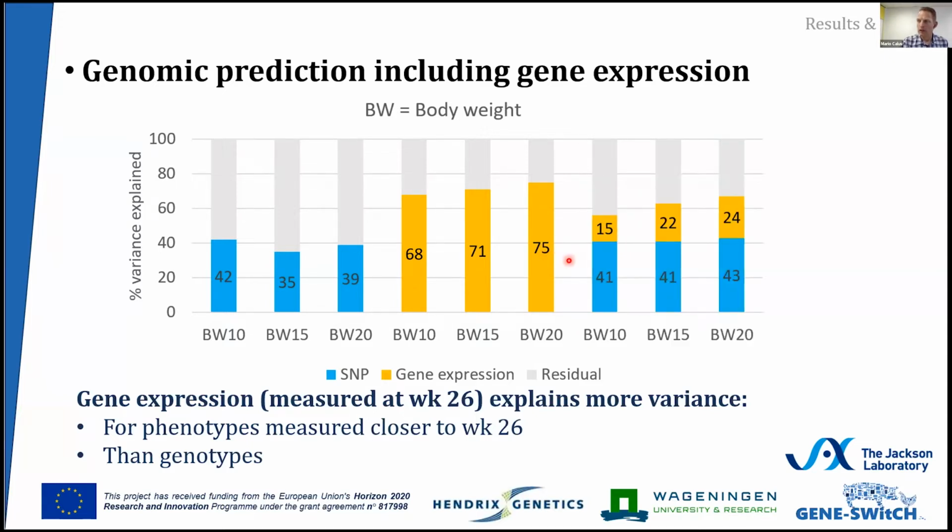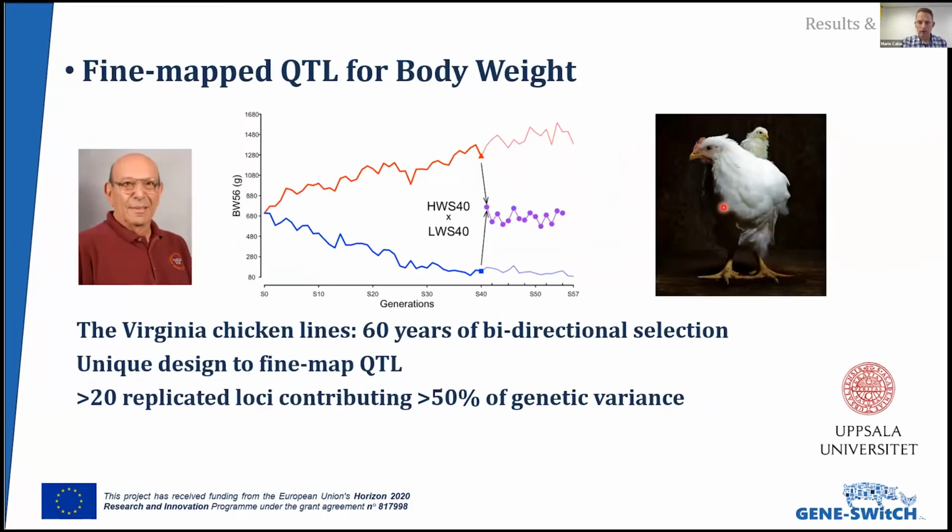So then finally, we constructed a model that took both SNPs and gene expression in at the same time. And we were able to tune the model such that the variance explained by the SNPs was rather stable across the different time points, but the variance explained by the gene expression was still increasing if the time between measuring the gene expression and the phenotype was shorter. So that's about the model development so far.